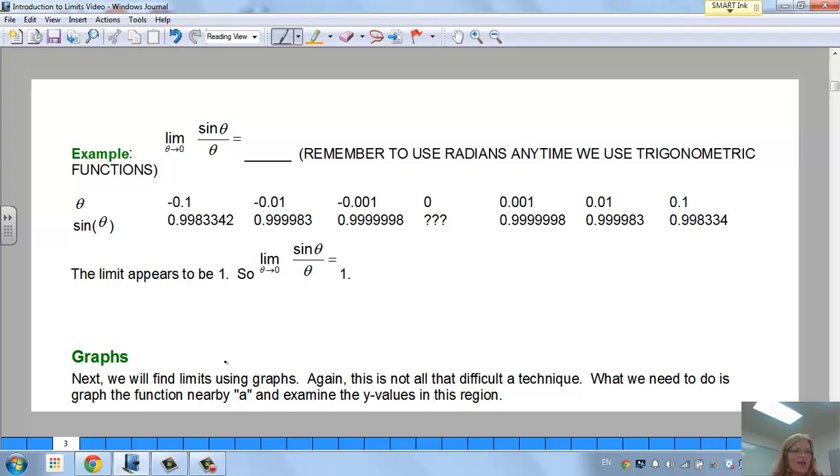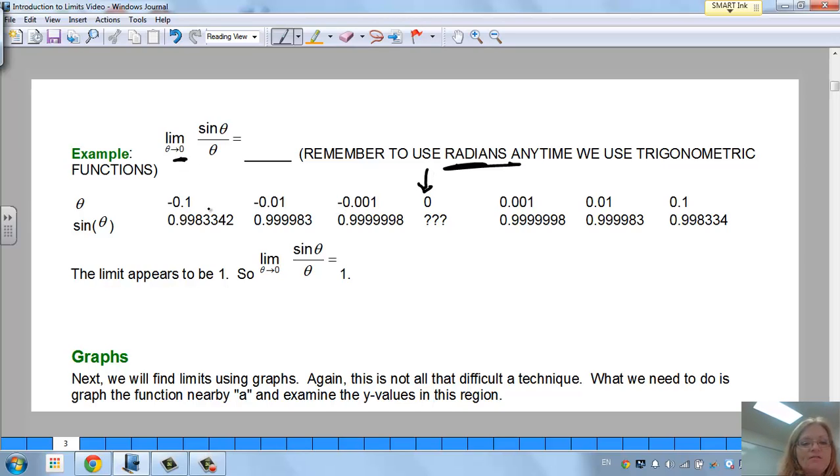Now let's look at some trig functions. The reason why I always look at trig functions is because you have to use radians or they do not work, okay? So remember to use radians, please, please, please. So I have the limit as theta approaches 0 of sine of theta over theta. So I'm going to get very, very close to 0. So here's my 0. I'm going to do the negative side.